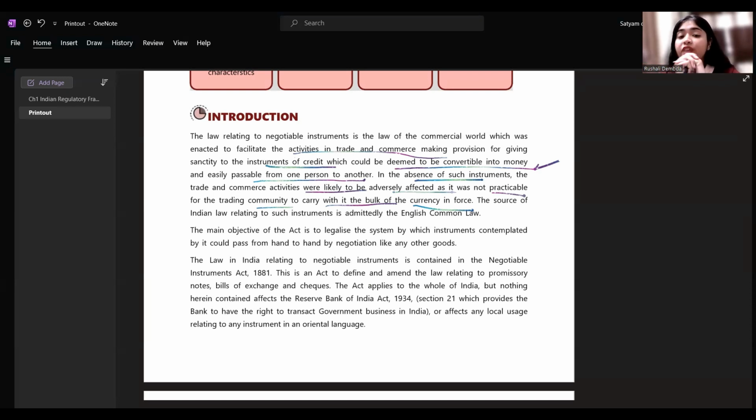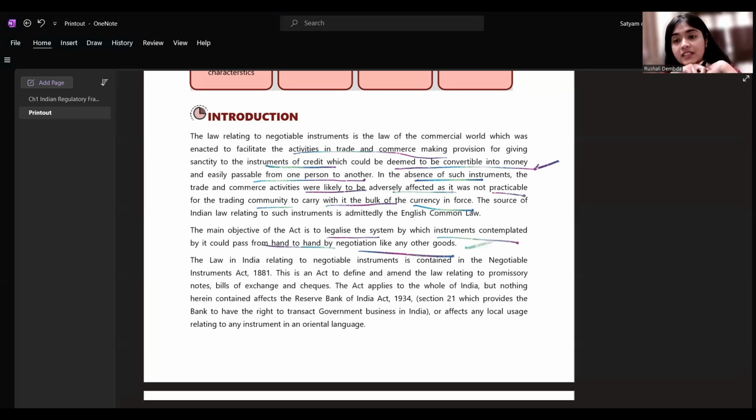The source of Indian law relating to such instruments is admittedly the English common law. From the English common law, they have taken this source. The main objective is to legalize the system. There should be a legal manner in which money is going to flow, how the instruments are going to be issued, and how people are going to receive the money. So that is the main objective of this act, to legalize the system by which instruments contemplated by it could pass from hand to hand by negotiation like any other goods.